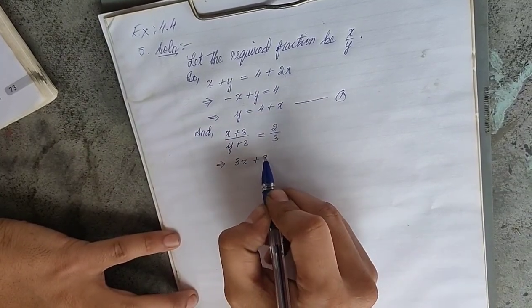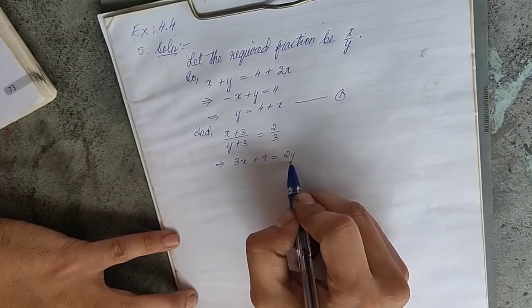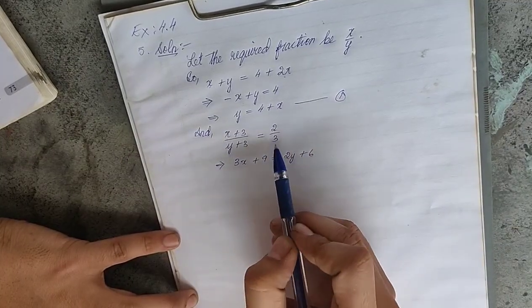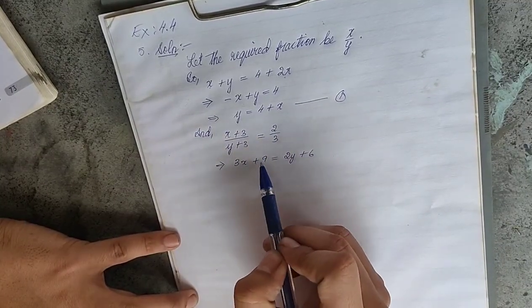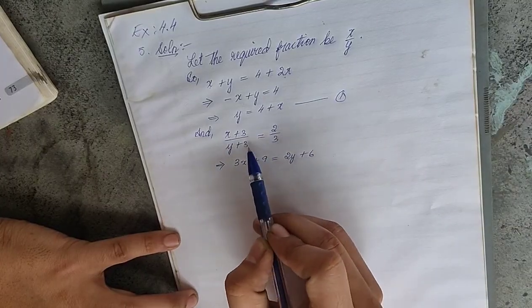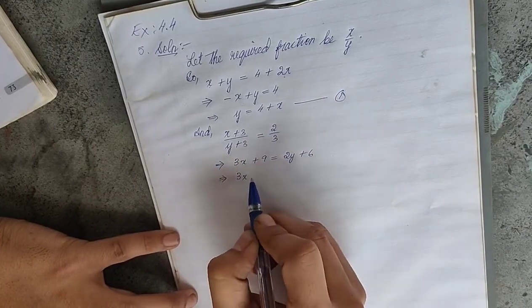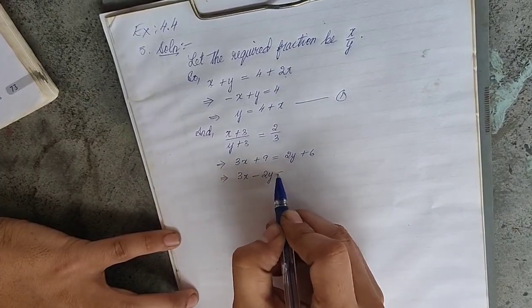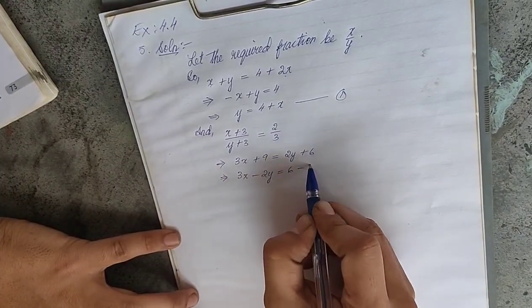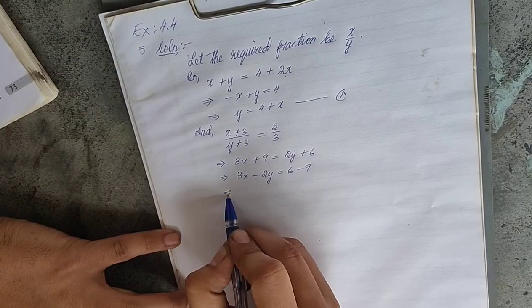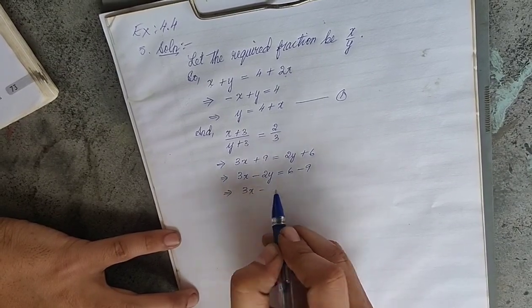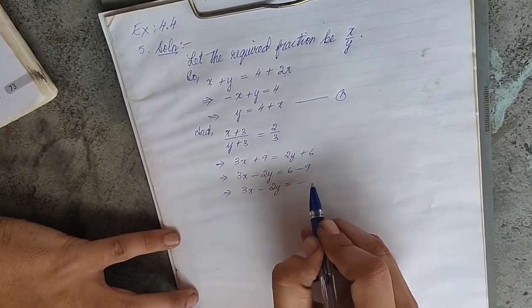3x plus 9 is equal to 2y plus 6. 3 into x is 3x, 3 times 3 is 9, 2 into y is 2y, 2 into 3 is 6. Simplifying, 3x minus 2y is equal to 6 minus 9, which is minus 3. 3x minus 2y is equal to minus 3. This is equation 2.